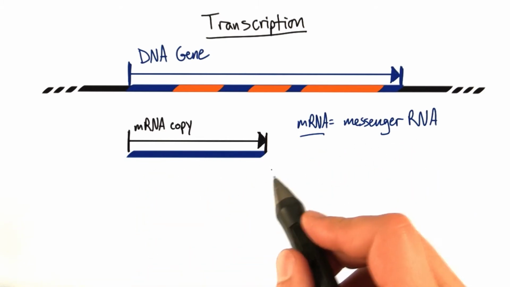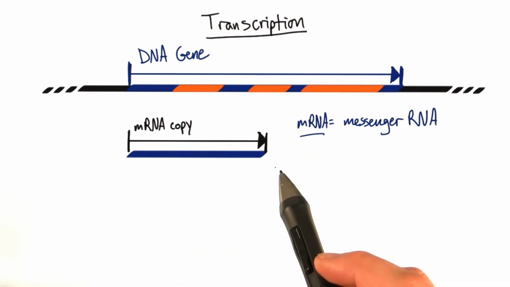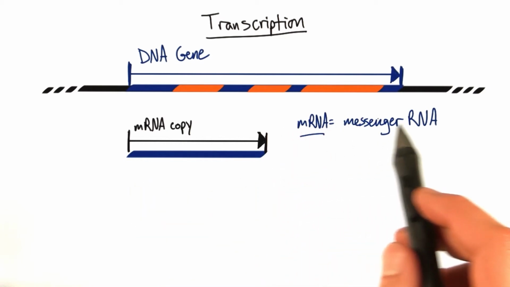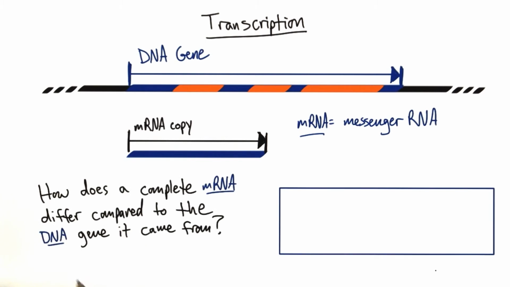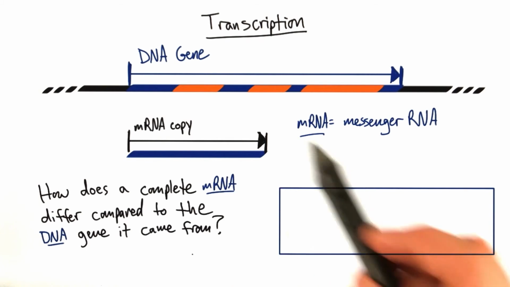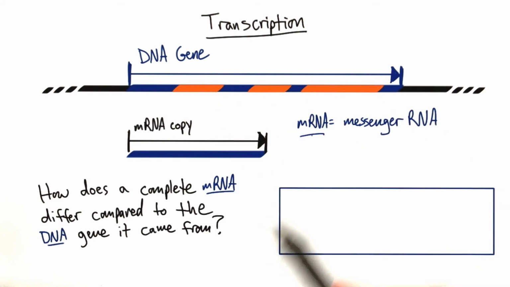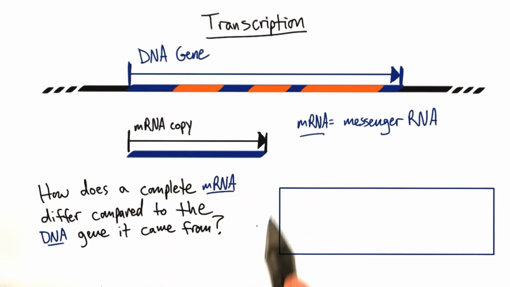Now you might notice a couple of differences from our DNA gene and our mRNA copy. I've drawn these images to be representative of some distinguishing characteristics of the process. So I want you to tell me, how does this mRNA copy differ compared to the DNA gene that it came from? I'm not going to give you any answers to choose from, just a text box. I'd like for you to organize your thoughts and try to answer this question. Don't worry about getting this right or wrong. Just look at the difference between the gene and the mRNA, and whatever difference you notice, I want you to write it down in the text box here.